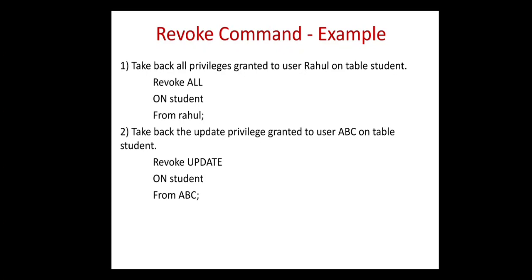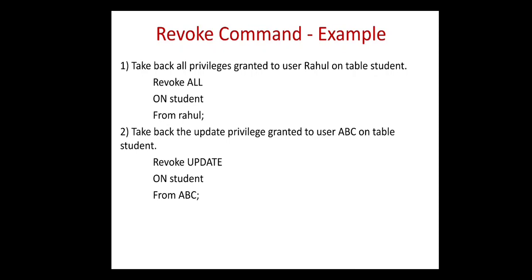Now we will see the example. First one is take back all privileges granted to user Rahul on table student. It means to the particular user Rahul, we have granted all privileges, and we have to take them back. On which table? Student table. So REVOKE ALL, that is all object privileges, ON student FROM Rahul, because the username is Rahul.